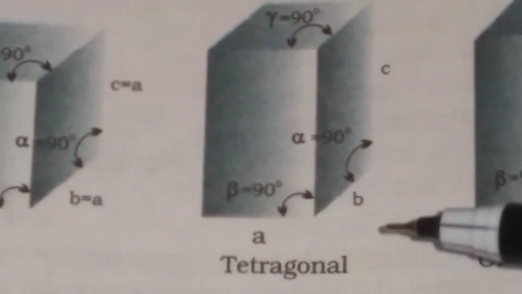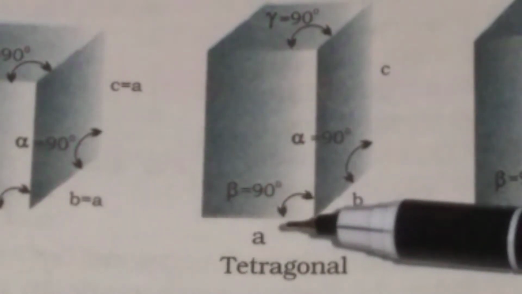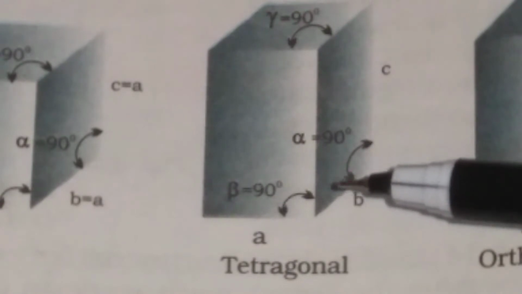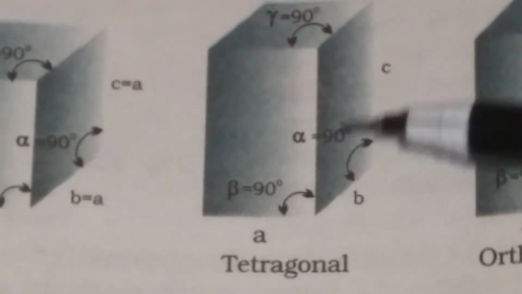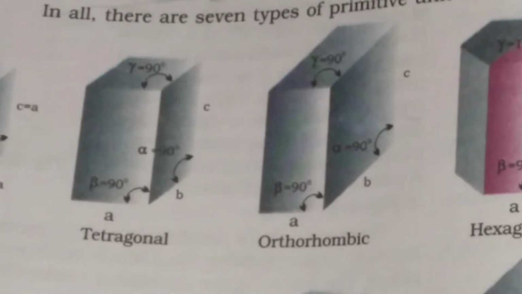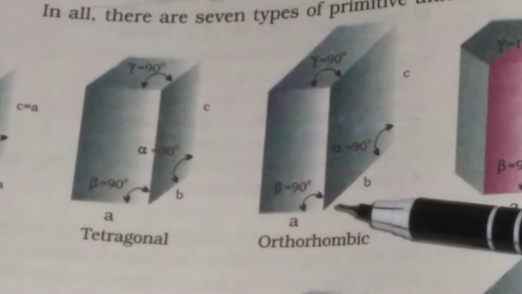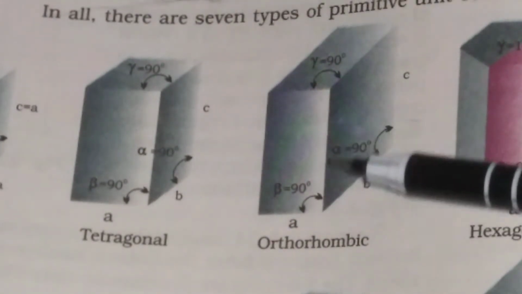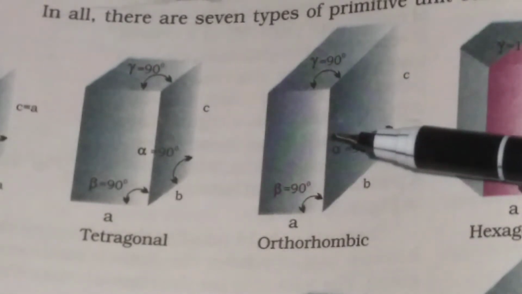This is your tetragonal primitive unit cell. In a tetragonal primitive unit cell, a is equal to b but not equal to c, but alpha is equal to beta is equal to gamma, which is equal to 90 degrees. Then you have the orthorhombic unit cell. Here a is not equal to b, not equal to c, but alpha is equal to beta is equal to gamma is equal to 90 degrees.